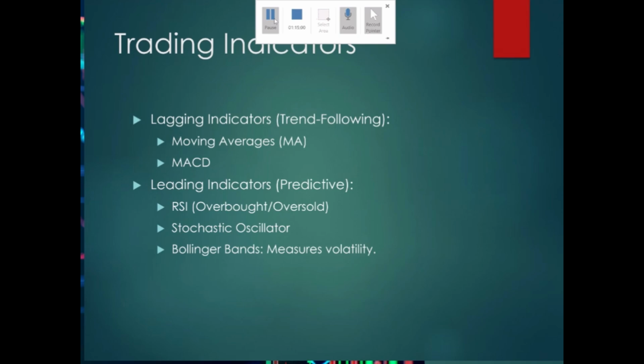tools that traders use to help them make smarter decisions about whether to enter or exit trades. So indicators are like the dashboard of a car, right? They don't actually drive for you, but they give you important information about speed, direction.